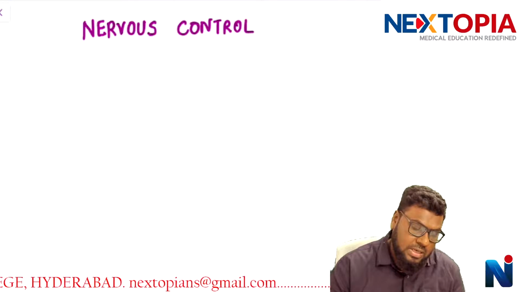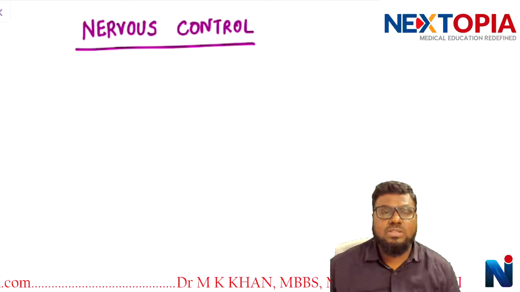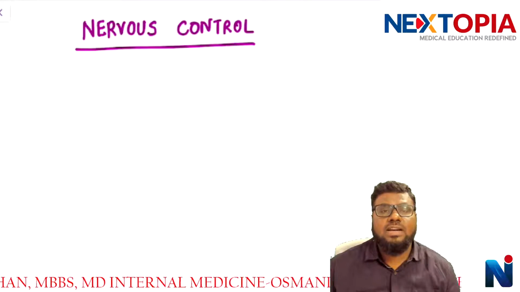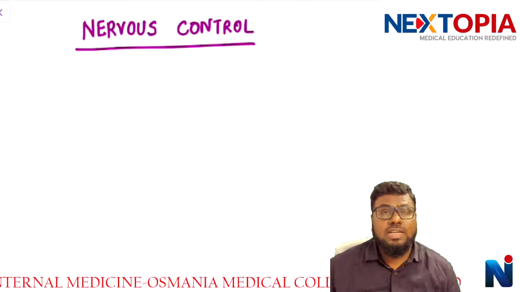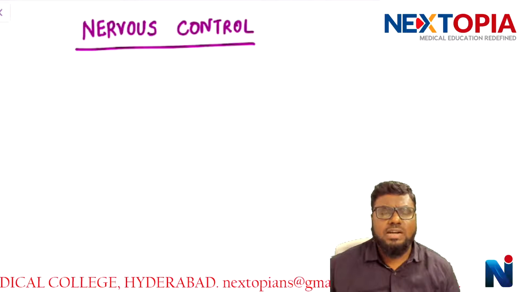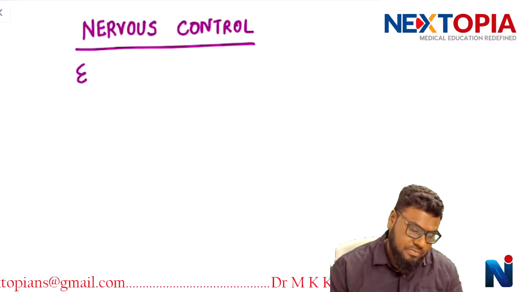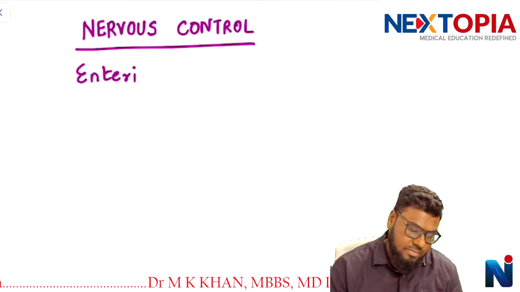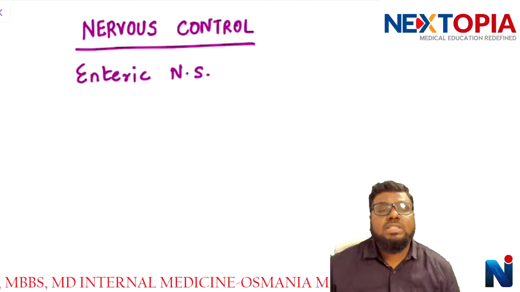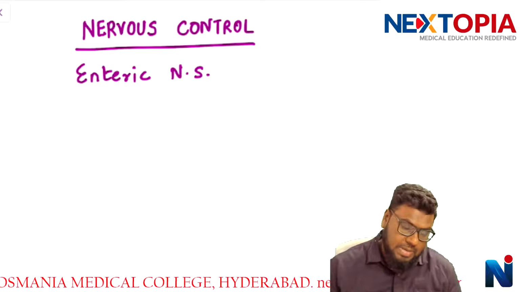It's very simple. The nervous control is brought about by sympathetic and parasympathetic nervous system. What happens in GI tract is, the gastrointestinal tract consists of a vast network of nerve fibers. Very, very large network of nerve fibers. We call it enteric nervous system. The enteric nervous system consists of the myenteric plexus and the Meissner's plexus.